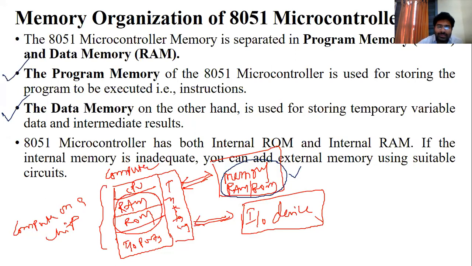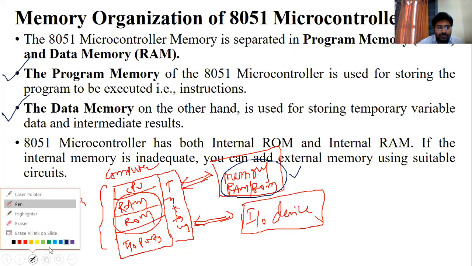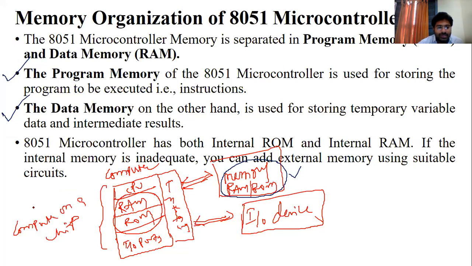What is the meaning of program memory? Program memory means ROM, read-only memory. Data memory means RAM, random access memory. So program memory stores the instructions. Read-only means you are not able to change it.